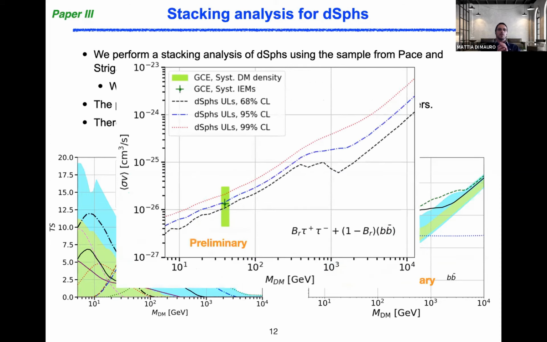Okay, now if we combine these limits with the signal from the galactic center, here I show the example of tau plus tau minus and b b-bar. The green data point is for the MED model, while the green box is including also the uncertainty in the dark matter density. And you see that this galactic center excess candidate is compatible with the upper limits.